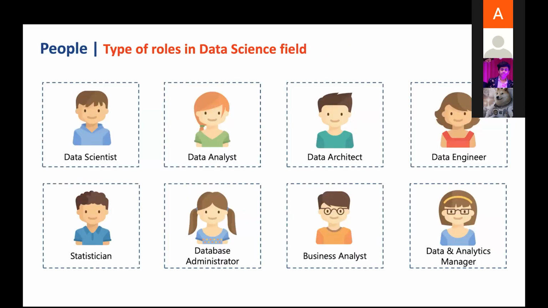So here are the types of roles currently in the industry. One is data scientist, then data analyst, architect, then data engineer, statistician, database administrator, business analyst, and manager. So these are generally the roles currently in the data science department. If you work for any big company like Google, Amazon, or Apple, you will get one of these specific roles. Do you guys have any questions about this?